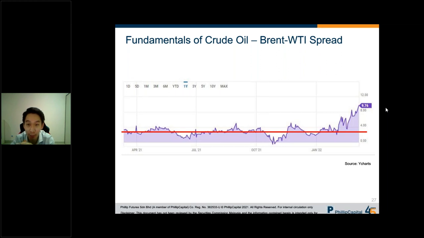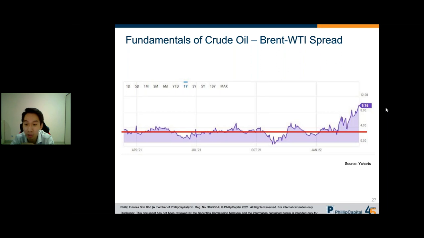You are aware that Brent is always at a premium to WTI, due to the characteristics of Brent. Traditionally, based on historical data, it's always centered around a $3 premium. So if, let's say, Brent is $100, usually it's supposed to be 100 minus 3, about $97 for WTI. If Brent is 90 minus 3, it will be around $87 for WTI, based on historical data.